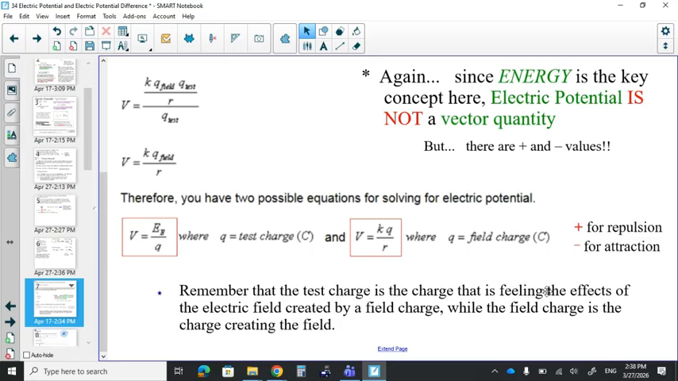So with a test charge near some charge that's creating an electric field, you think of the charge that's creating the electric field as what's really causing it, and you're just looking at the electric potential energy at a spot due to that other one. Okay.